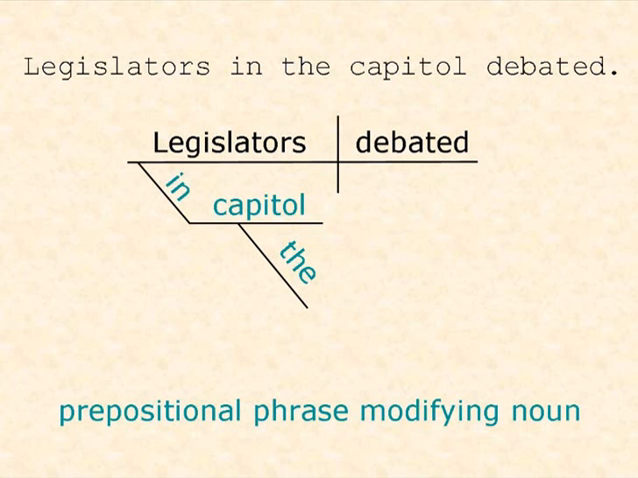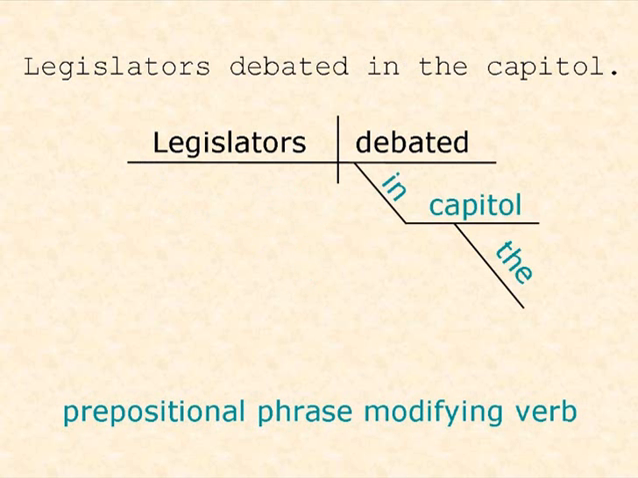As Wendy said earlier, it's hard to show the preposition without the whole phrase. This slide shows the prepositional phrase acting as an adjective. In is the preposition, and it goes on a slanted line beneath the noun it modifies. Capital is the object of the preposition, and it goes on the straight line connecting to the preposition. And the is the modifying article, which goes on a slanted line beneath capital. So legislators, who are in the capital, debated. Here, the same prepositional phrase acts as an adverb modifying debated. So where did they debate? They debated in the capital.